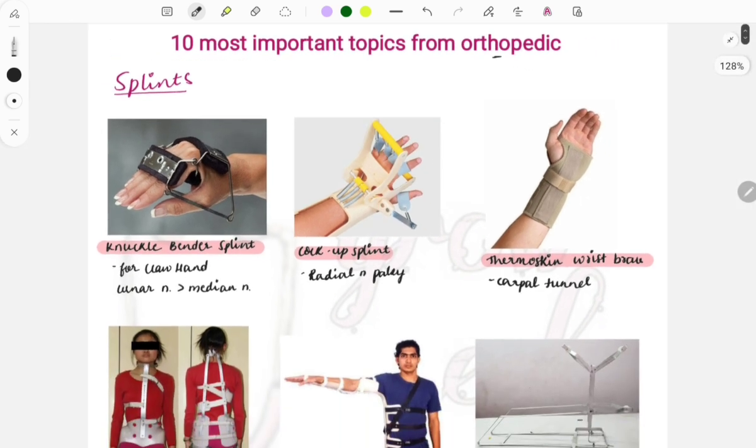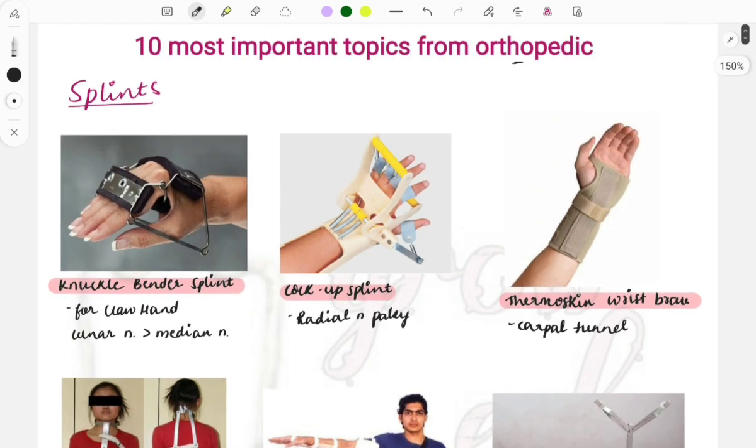Mainly from orthopedics, questions are asked in integration with other subjects, such as anatomy and radiology, because they'll be giving the X-ray. They'll give fracture X-rays and ask which fracture it is, so it comes in integration with radiology. Then nerve injuries come in integration with anatomy.